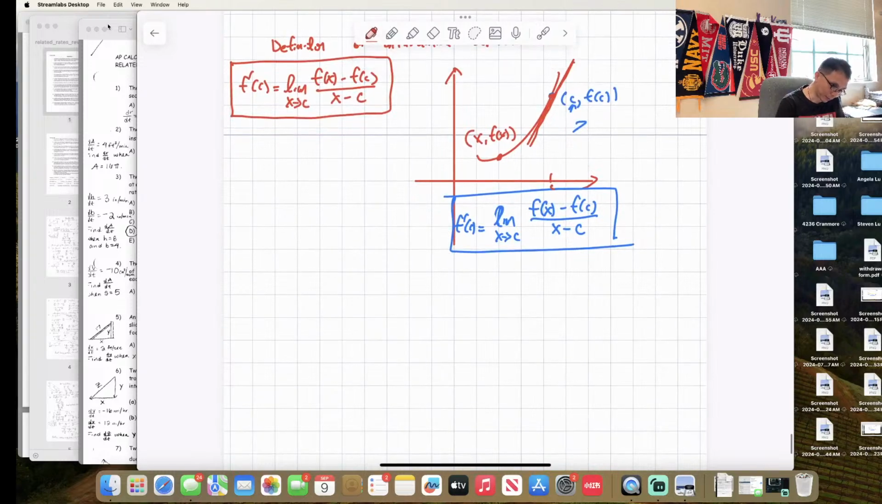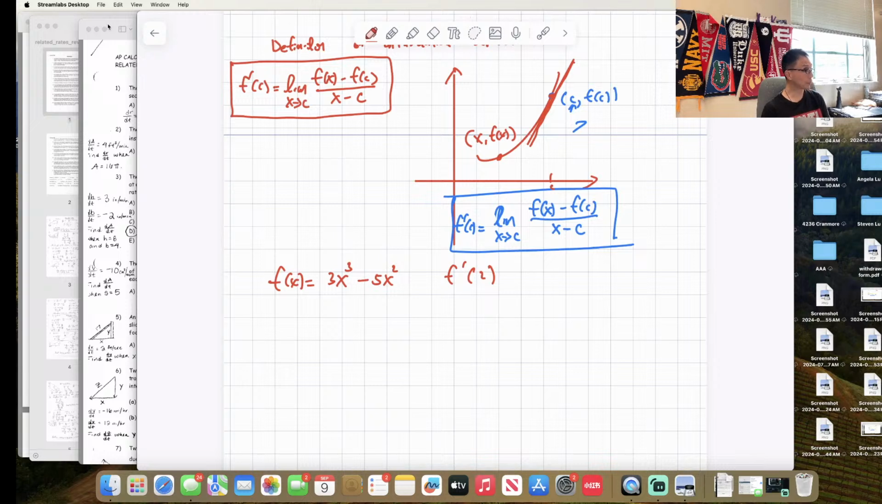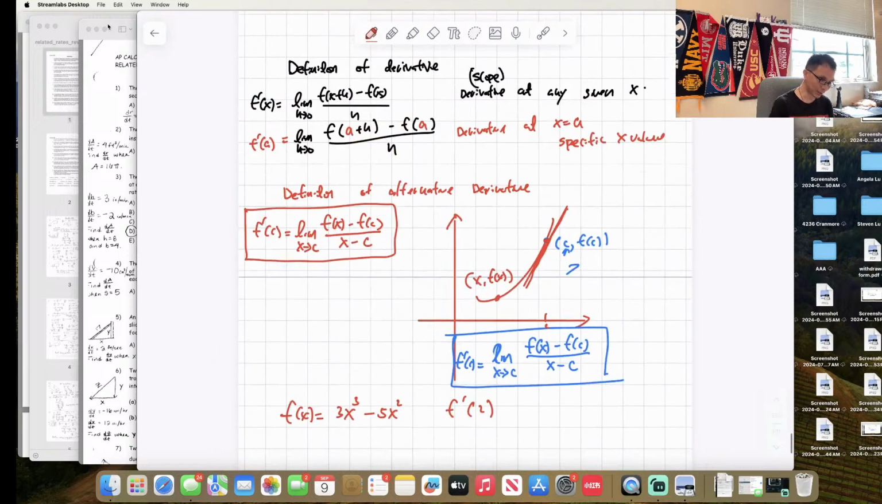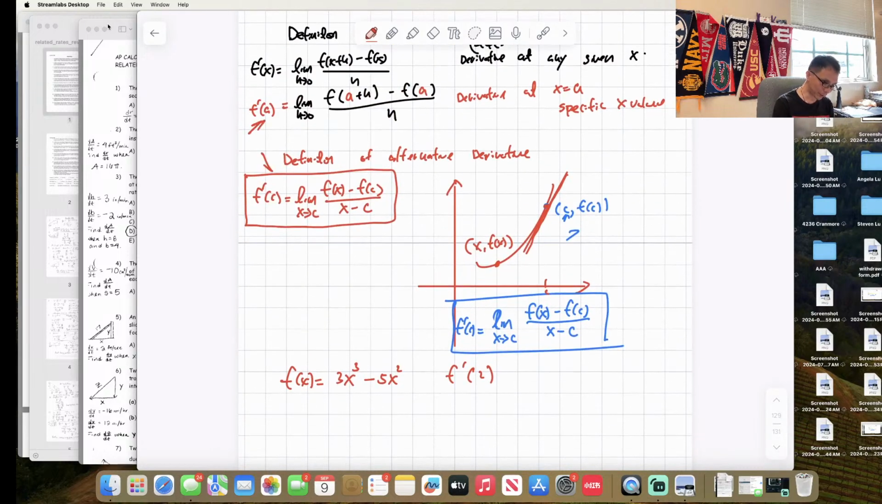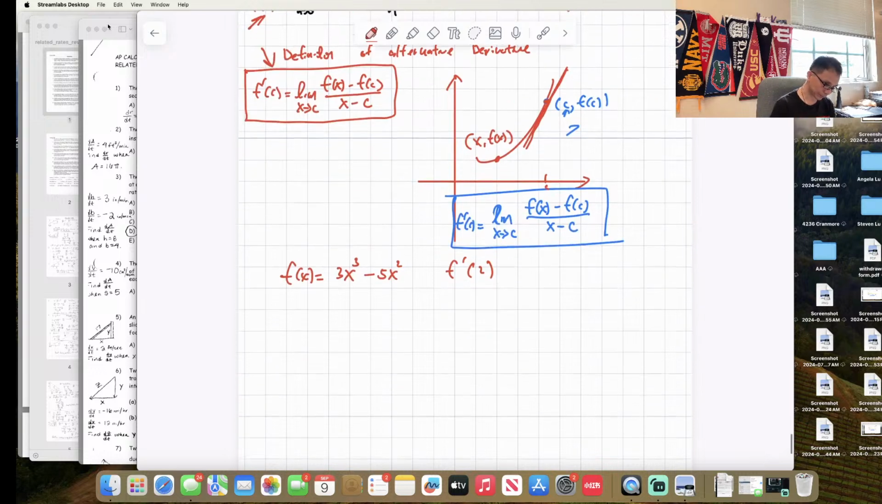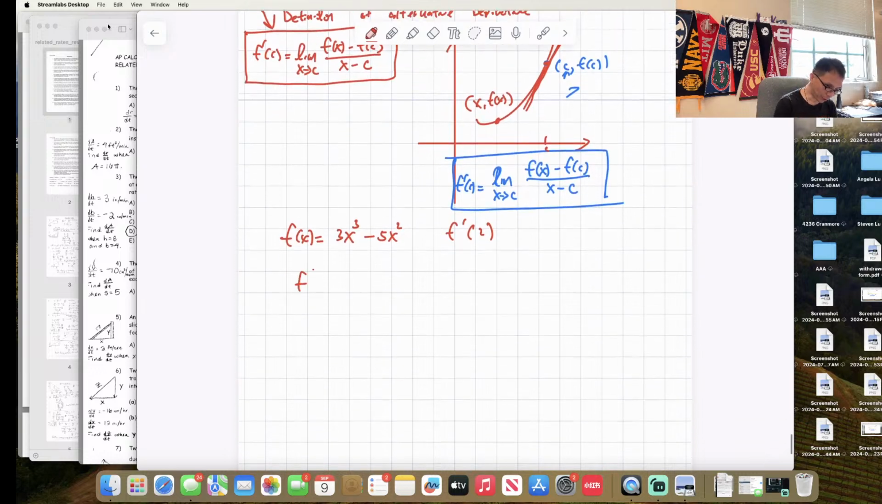Now I'm going to name a function. Let's just say this is f of x. I'll give you 3x to the third minus 5x squared. And I'm going to say f prime of 2. So if I want to find the derivative at 2, I can use this idea. I can use the other one too, but I'm going to prefer to use this one today. So it'll be f prime of 2. Is that okay? Because I just replaced the c with 2. Is that okay?